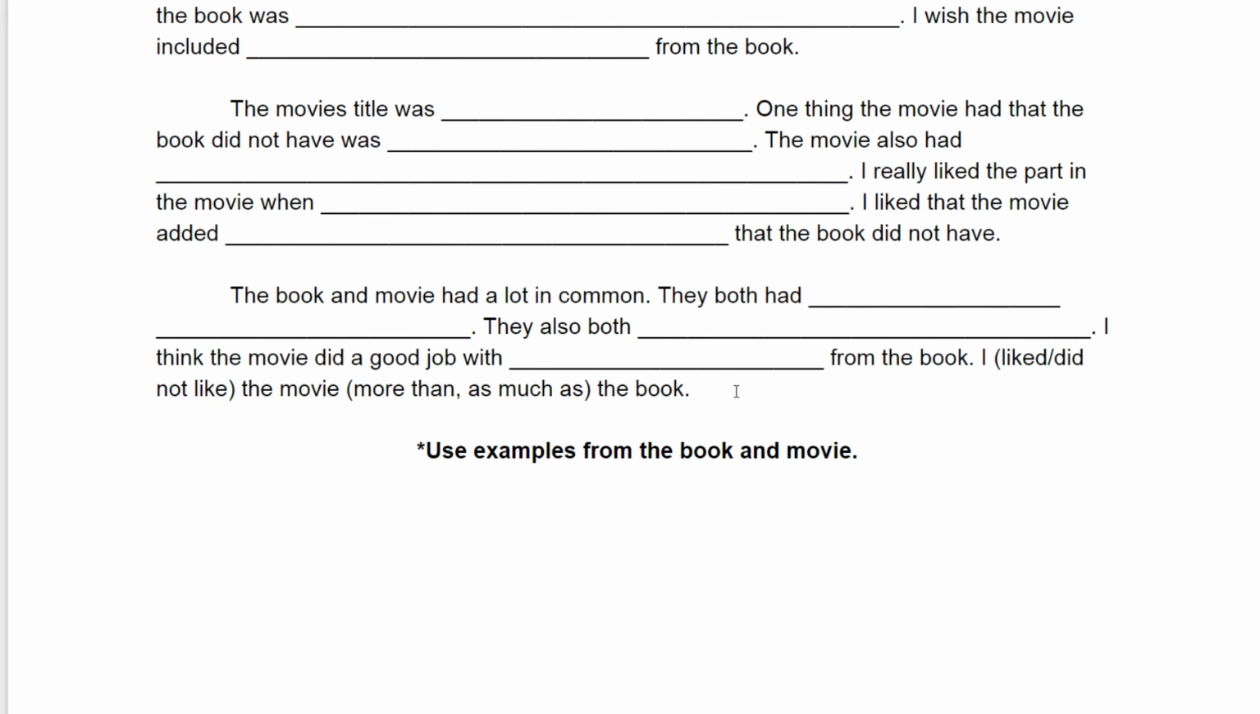It is your opinion, and you are to use examples from the book and the movie. If you can include a citation, that'd be fantastic. That's a little bit advanced, so if you are prepared for it, please go ahead and do so.